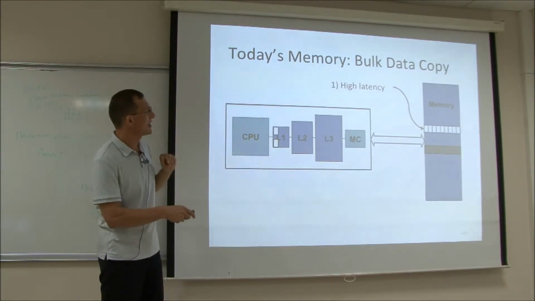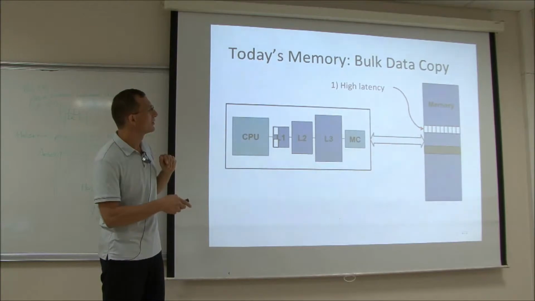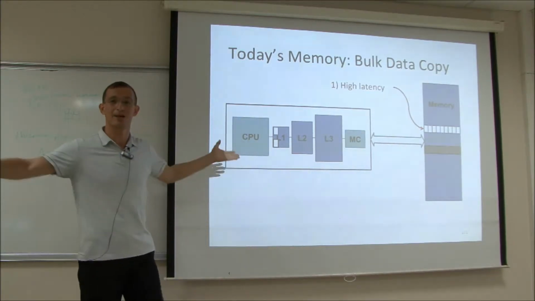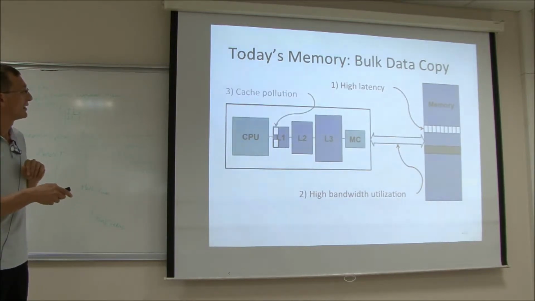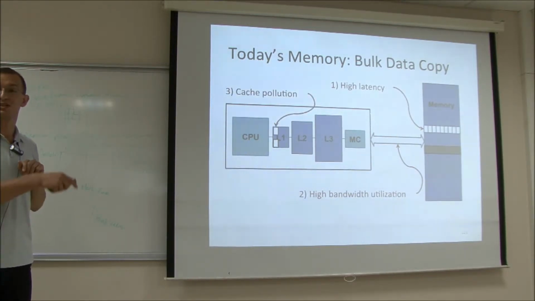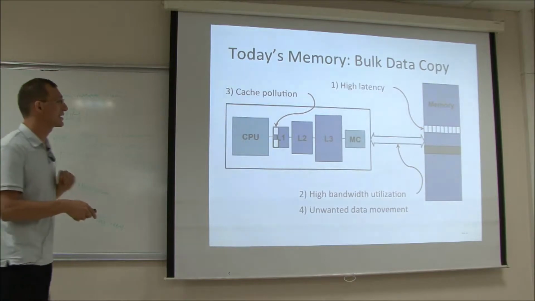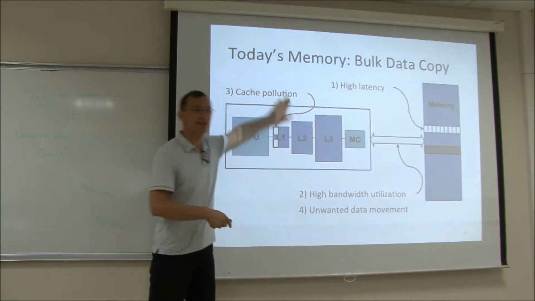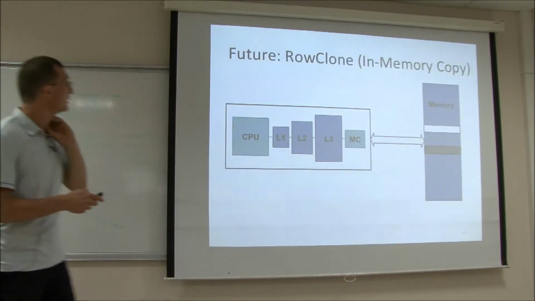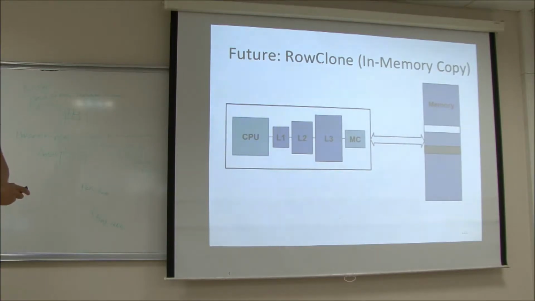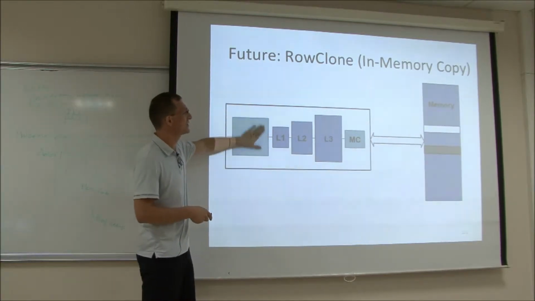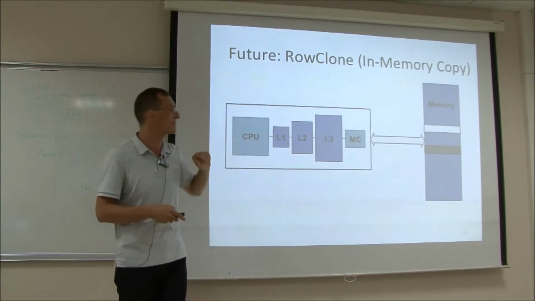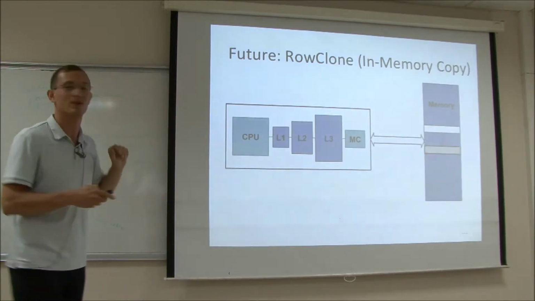As a result, you get high latency. And this could be a 4 kilobyte page or 1 megabyte page, right? You also get high bandwidth utilization. You also get cache pollution, assuming you're bringing this stuff into the cache. And you get unwanted data movement, basically, all across the chip. You get congestion. So RowClone, the key idea in RowClone is to do this copy in memory. Basically, why don't we have a system where the CPU says, here's the source page address, here's the destination page address, memory, do this for me.